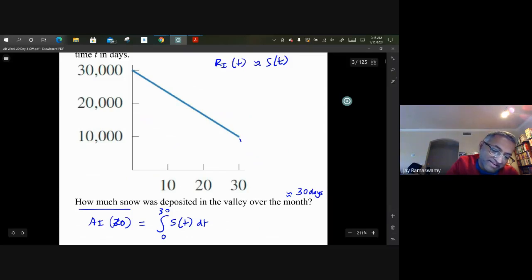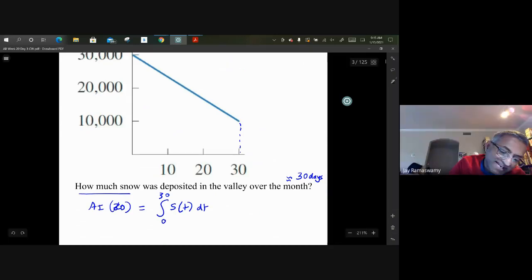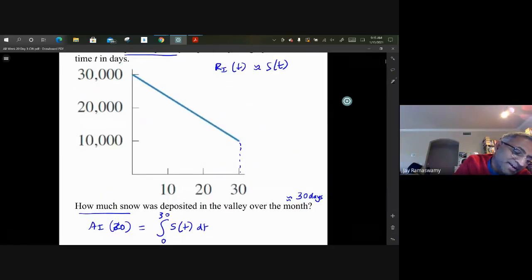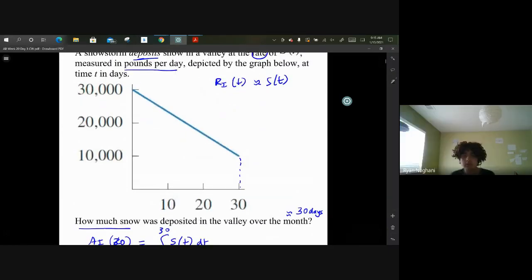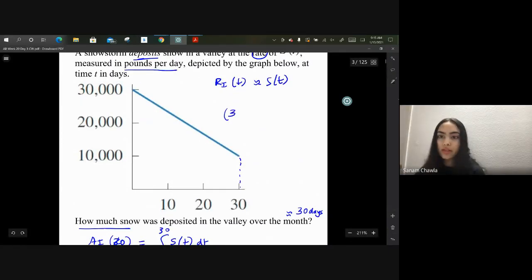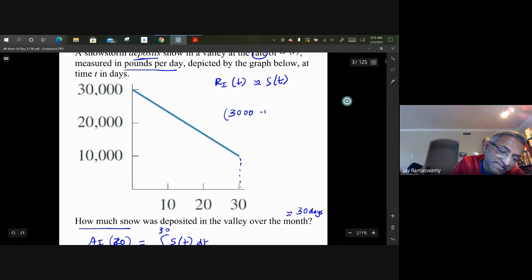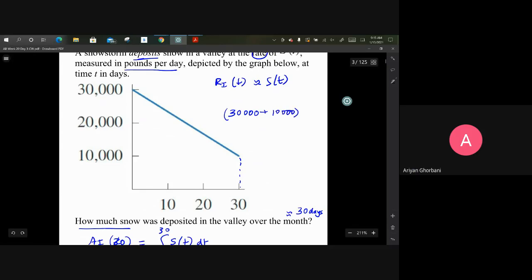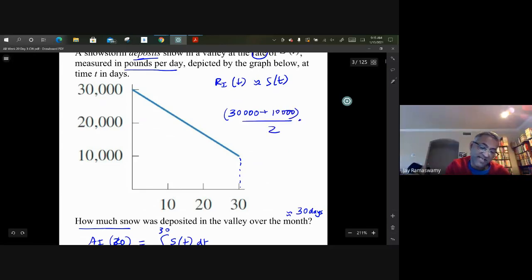And by the way, what's the shape of that graph? A trapezoid. Let's actually do this. What's the formula for area of a trapezoid? The average of the parallel sides times the distance between the parallel sides. So 30,000 plus 10,000, divided by 2, times 30. Is that 30? Yeah. Let's do mental math. What's 30,000 plus 10,000? 40,000. What's half of 40,000? 20,000.